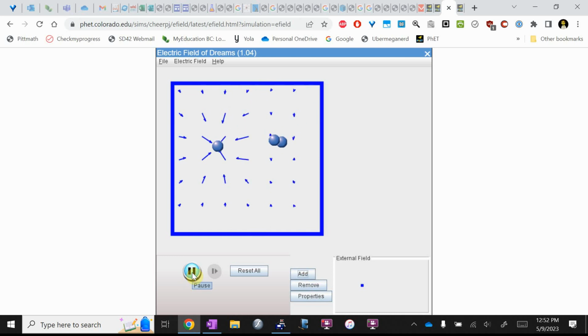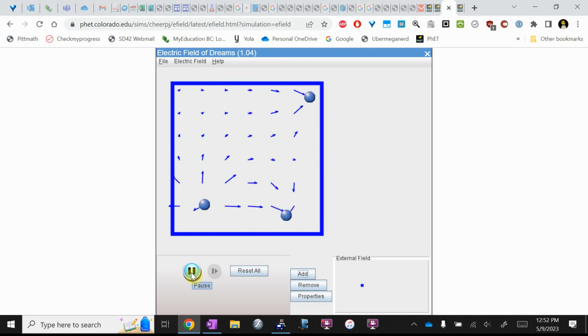One of those charges is positive, 2 of them are negative. Pause. This charge right here, negative or positive, how do you know? Electric field lines are pointing away from it. A positive would be repelled. This charge right here, electric field lines are pointing towards it. This charge right here, negative, electric field lines are pointing towards it.